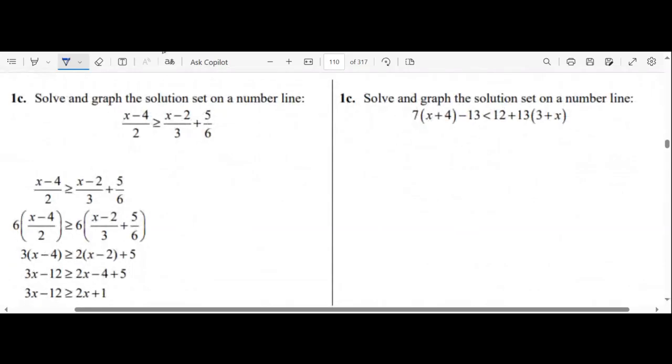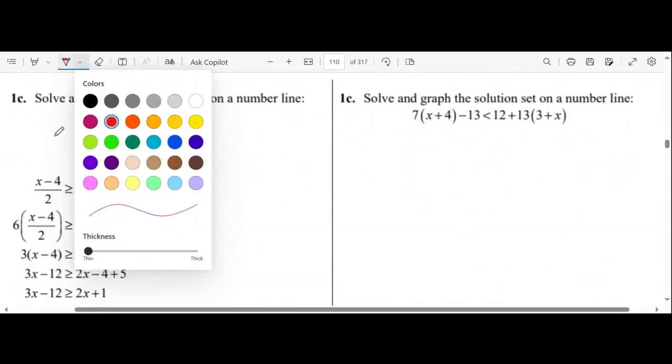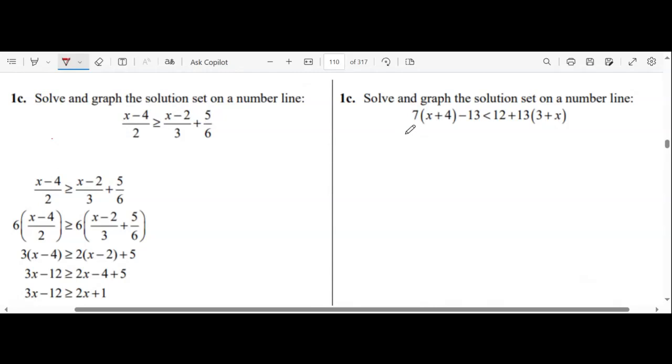Okay, here, good one here. What's the first step we should do here? Distribute. Who said that? Very good. How many times do we distribute? Two times. Let's distribute: 7 times x is 7x. 7 times 4? 28. Very good. Plus 28.